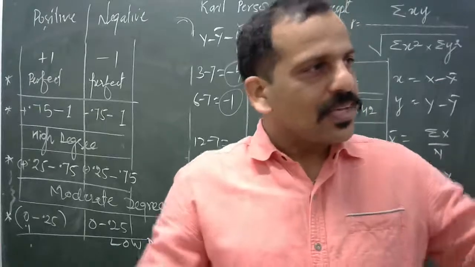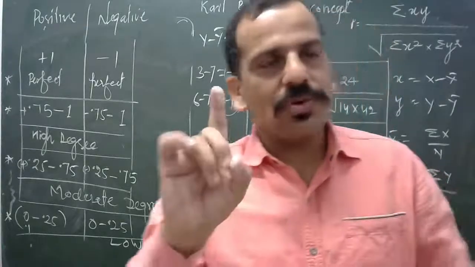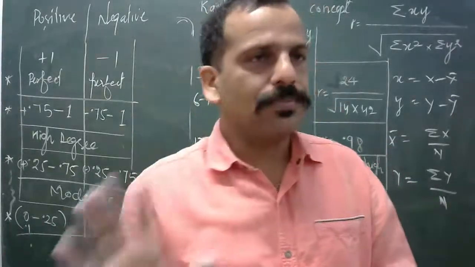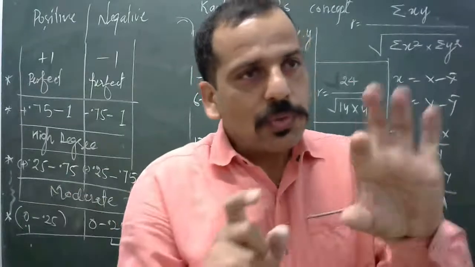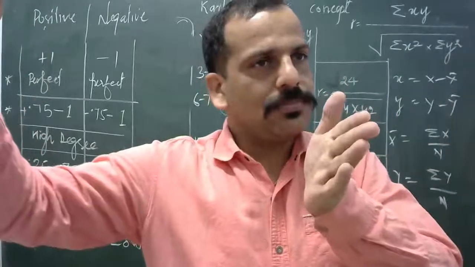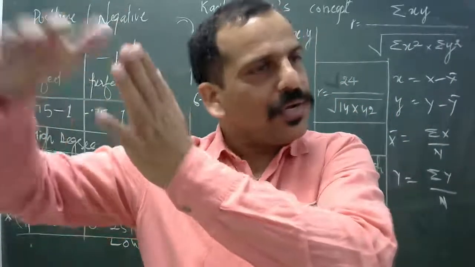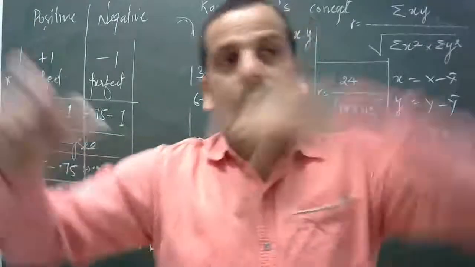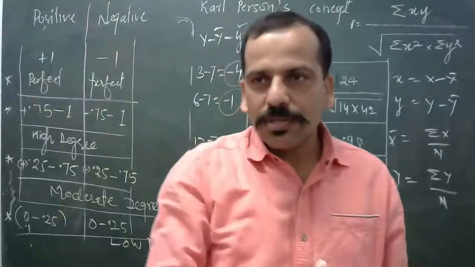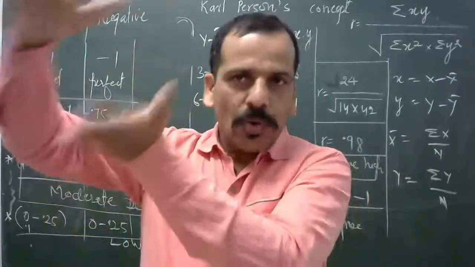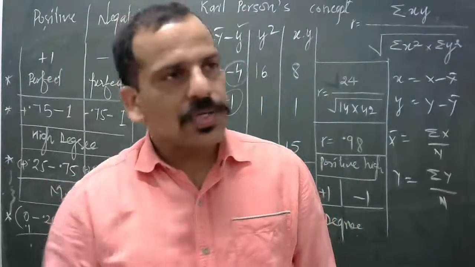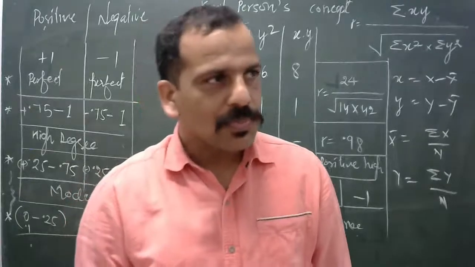Now listen again. Simple tactics I am sharing with you. First, 0 means zero correlation. Listen carefully: 0 to 0.25 is low, 0.25 to 0.75 is moderate, 0.75 to 1 is high, and 1 is perfect. So ascending order: zero, low, moderate, high, perfect. Understood? Clear with it? So keep in mind.